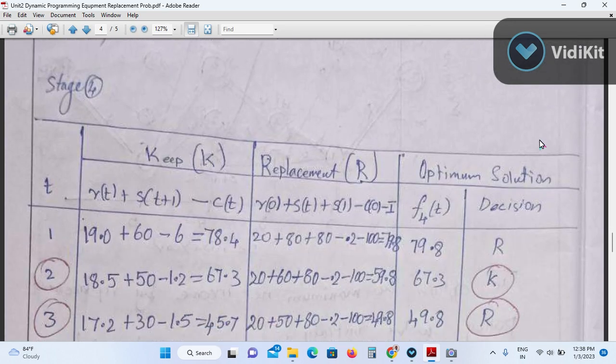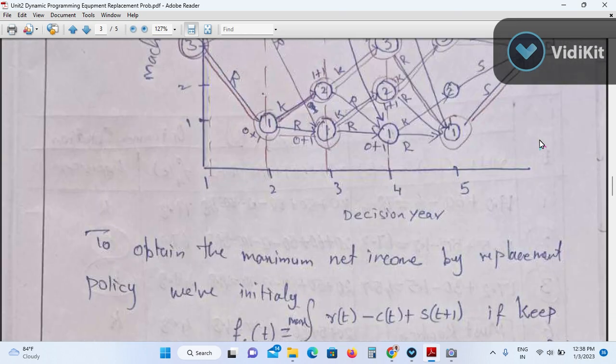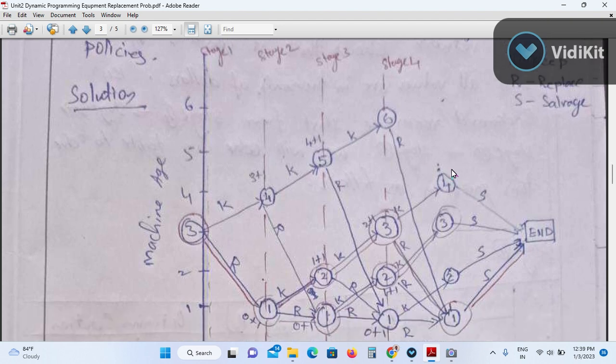I'll start with stage 4, right? Maybe I can go back here to the structure. Here it is clearly mentioned. This is stage 4, that is the fourth year. This is the third year. This is the second year. This is the first year, right? In stage 4, what are the machine ages here? They are 6, 3, 2, 1. So at stage 4, that is the fourth year, I have the 1 year old machine, 2 years old machine, 3 years old machine, and 6 years old machine.